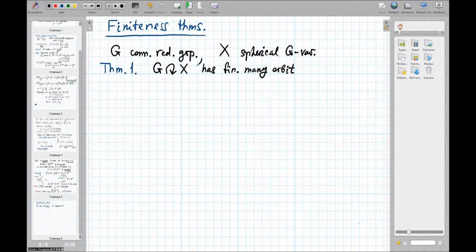Okay? So the action of G on any spherical G variety has only finitely many orbits, and each of these orbits is again a spherical homogeneous space.